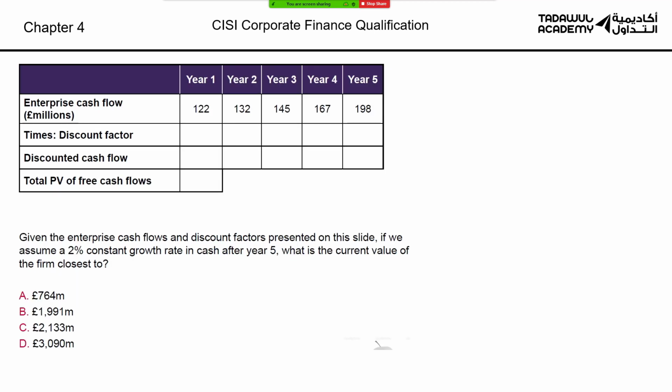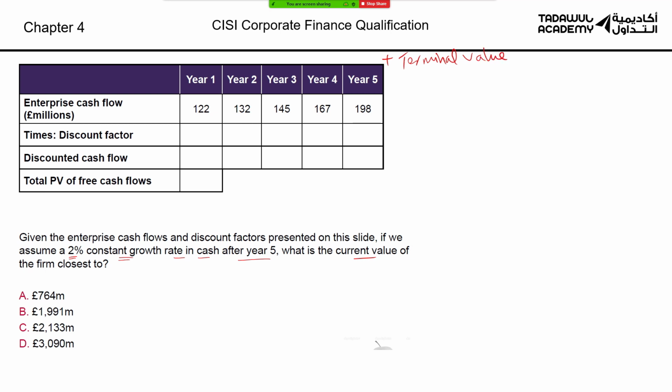So let's do a quick question here. Assuming the same example from the previous page, given the enterprise cash flows and the discount factors presented on this slide, if we assume a 2% constant growth rate in cash after year 5, what is the current value of the firm? We remember the current value of the firm is the current value of the cash flows for a certain finite period of time, let's say in year 5, plus a terminal value for the firm, and you add them all together.